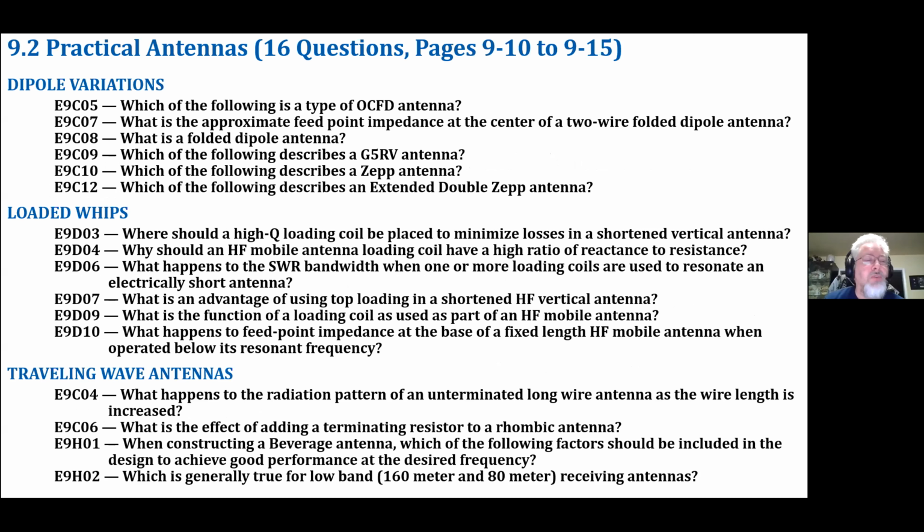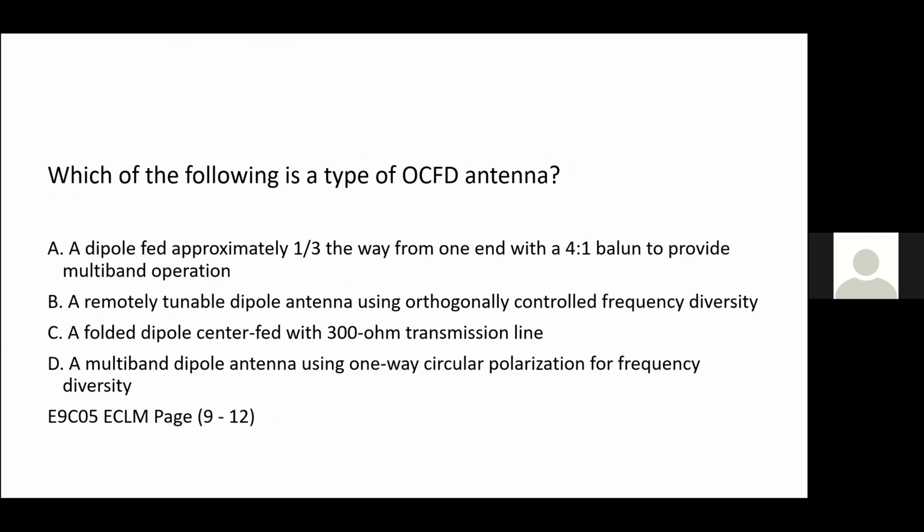Alrighty, dipole variations, loaded and traveling wave antennas, 16 questions. Quite an eye chart.